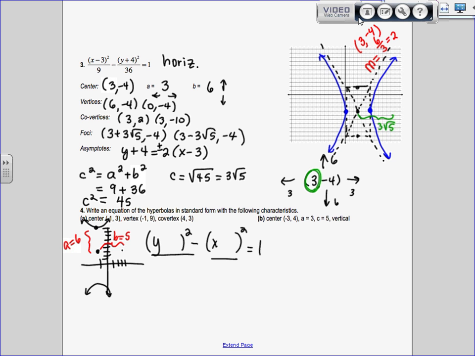My center was at negative 1, comma 3. That was my h and my k. So I'm going to have y minus 3 squared, and I'm going to have x minus a negative 1, so plus 1 squared. And then my a was 6, so I'm going to have 36 on the bottom of the y, because that's how much I went up and down, 6. And then I'm going to have 25 below the x. You see how it works?